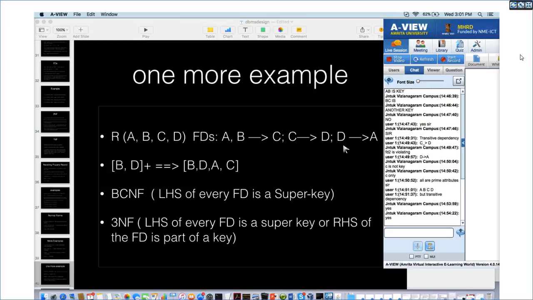Which normal form is it in? Will you say it is in 2NF or 3NF? Jntu Vijayanagaram campus is not answering now. If there is a question, please put it there. I'll answer it for you. Is that clear or not clear? The closure part and keys for the relationship, is that clear?